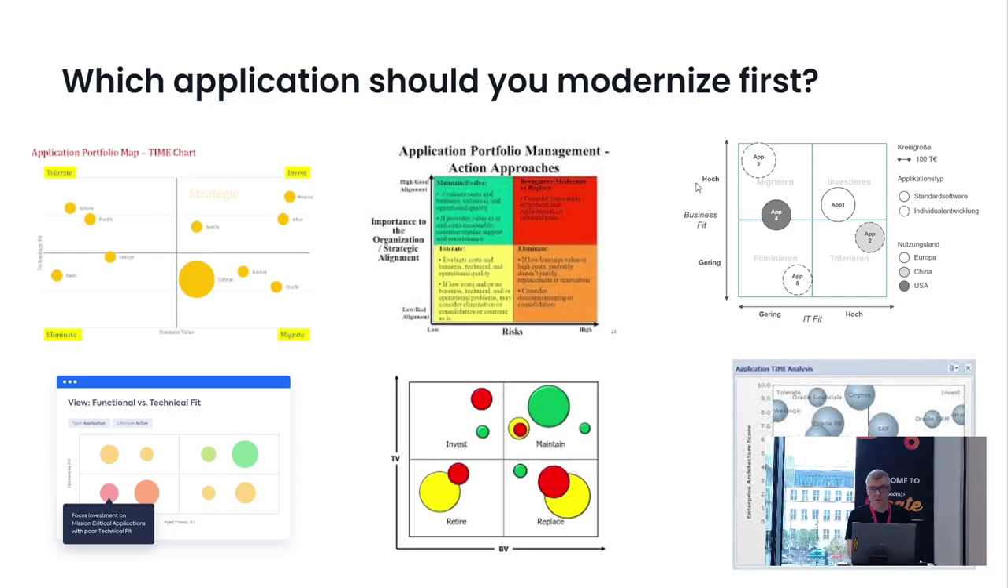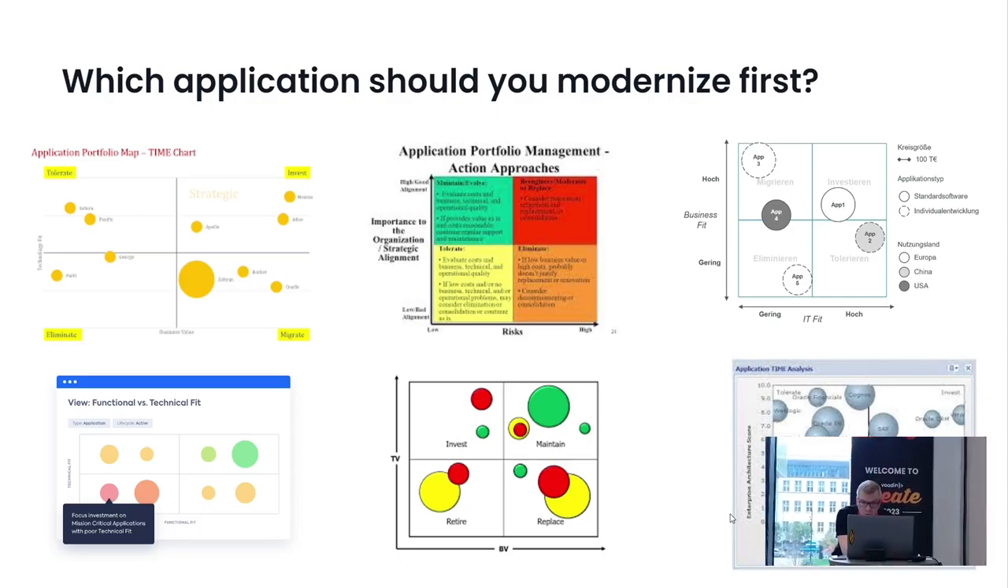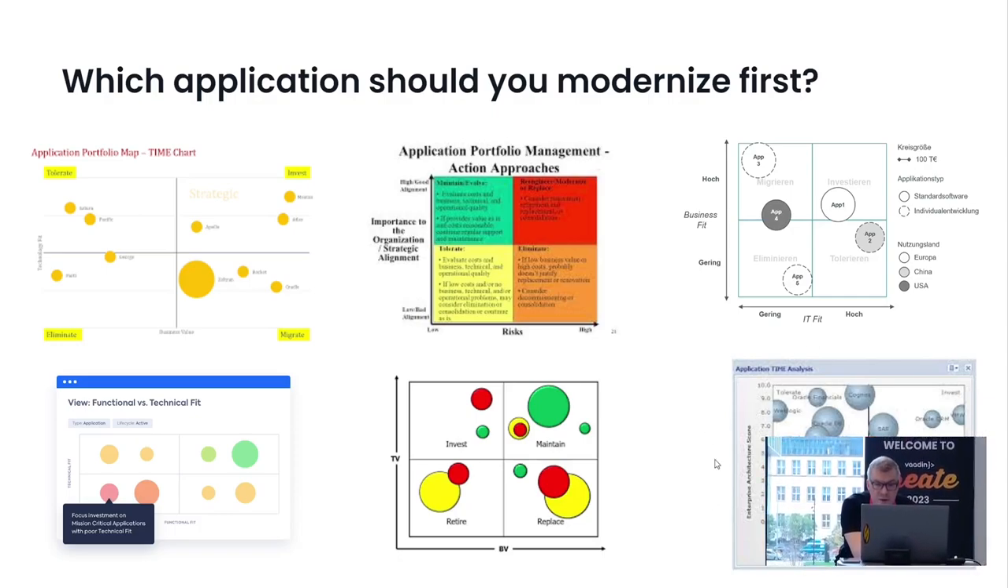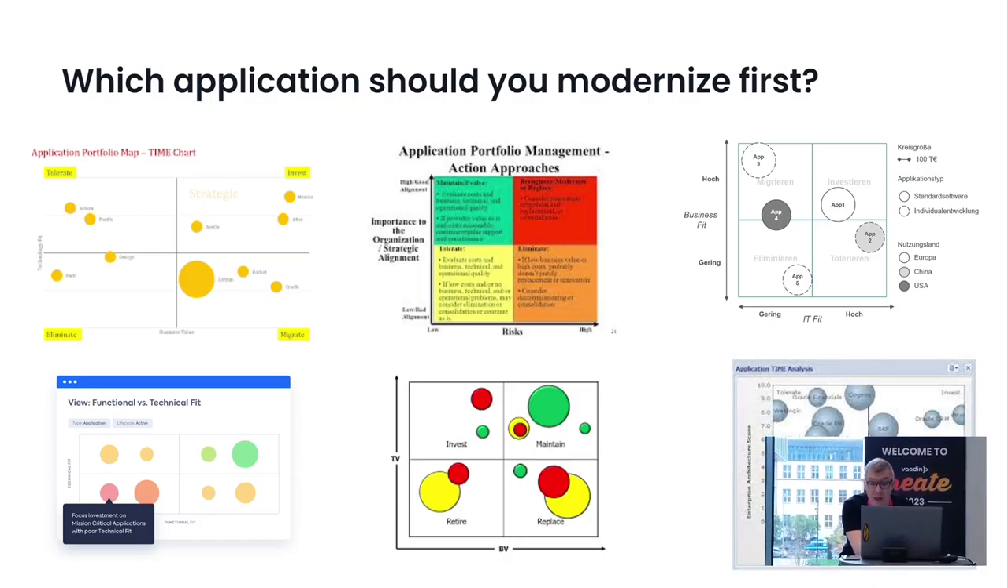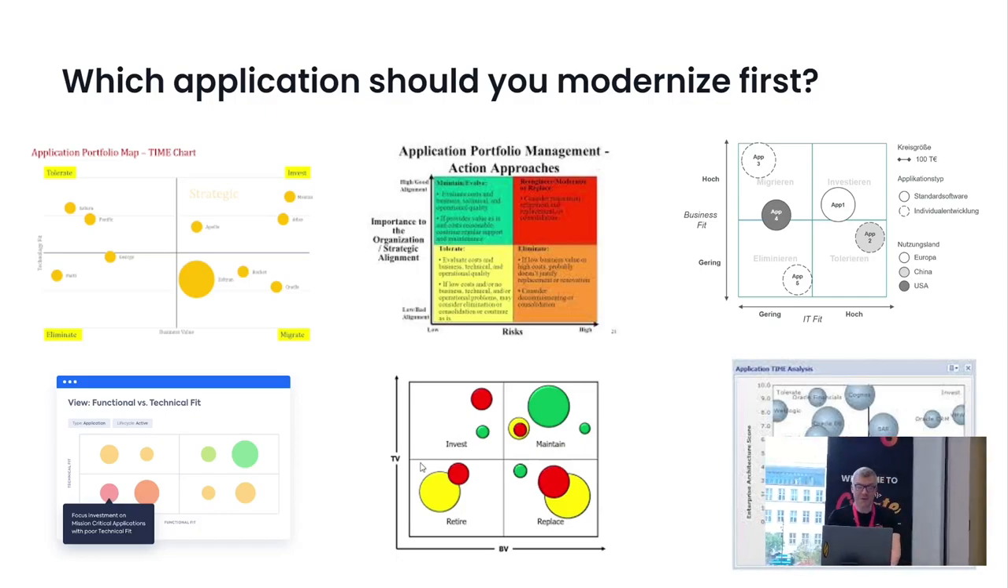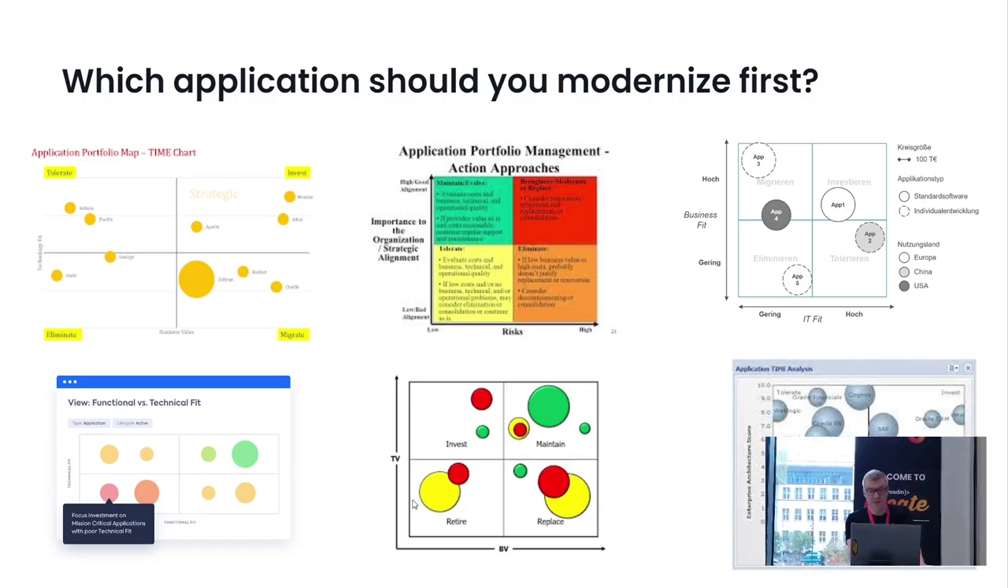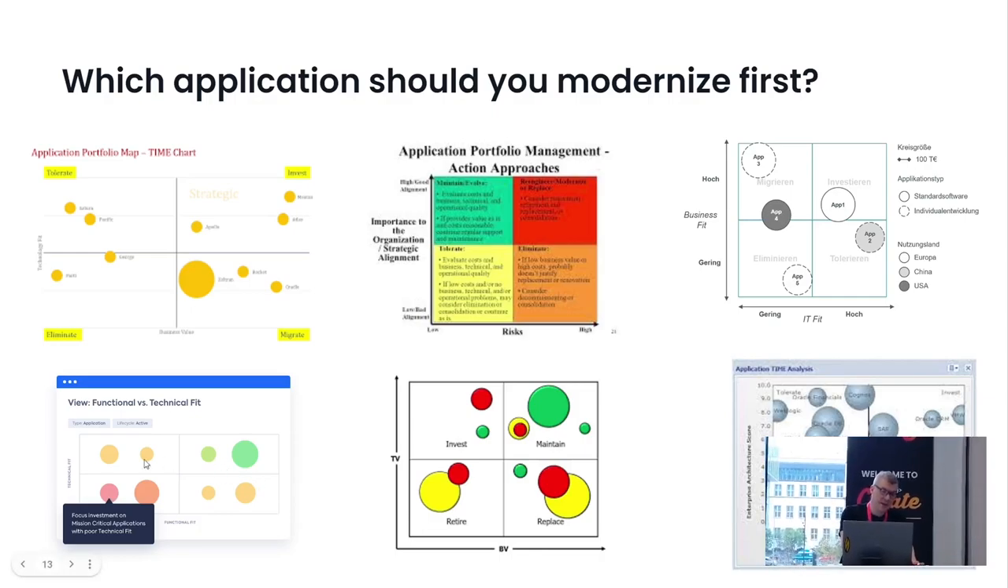In this third one, we have business fit and IT fit. In this fourth one, we have enterprise architecture score and business value score. On the fifth one over here, we've got TVBV. I guess they mean technical value, business value. Probably that's what they're getting at there. And then the sixth one over here is technical fit and functional fit.